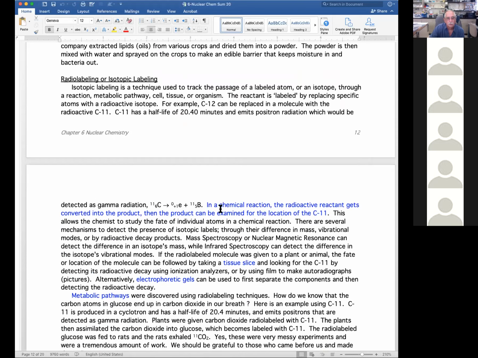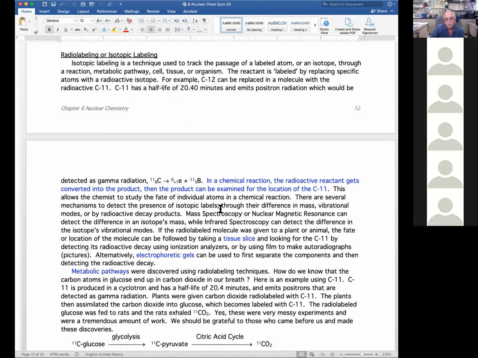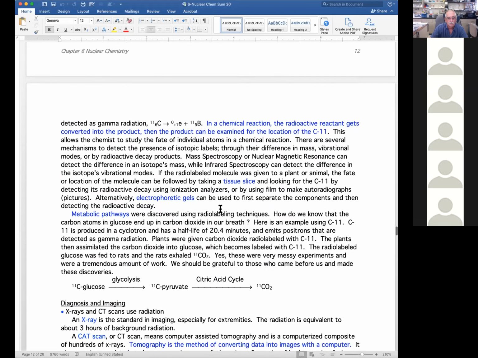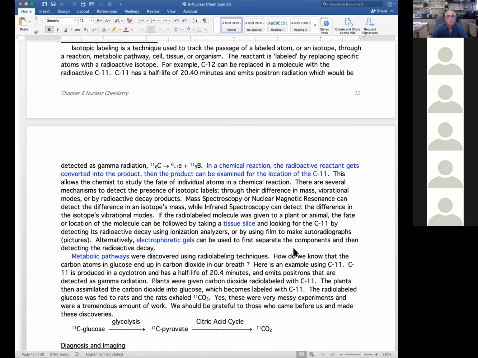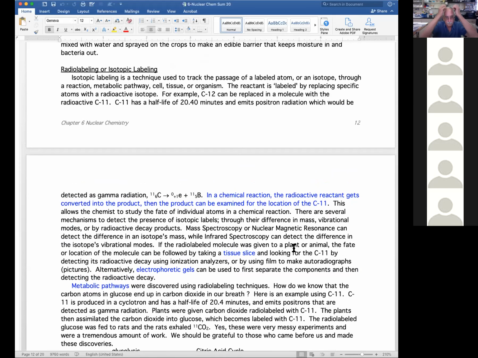And so here's another aspect of it, radioactive labeling, or what's called isotopic labeling. So look at this. You guys either know about glycolysis or you've actually studied in detail, maybe, the citric acid cycle. How do we even know that? It's because of radioactive tracers. So anyway, here's one example.